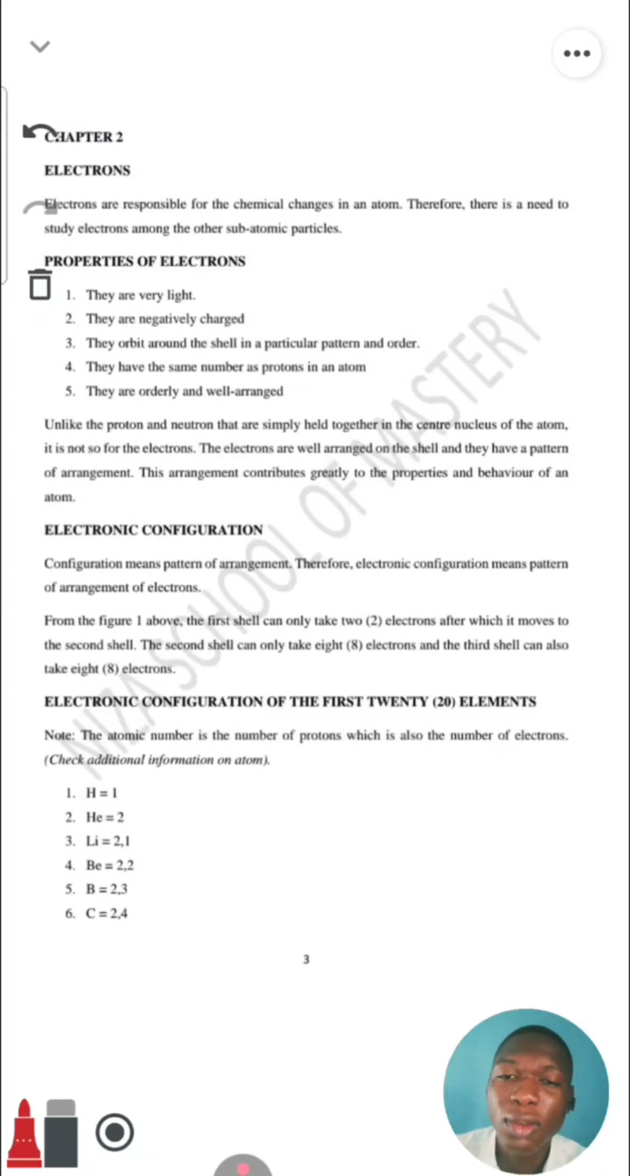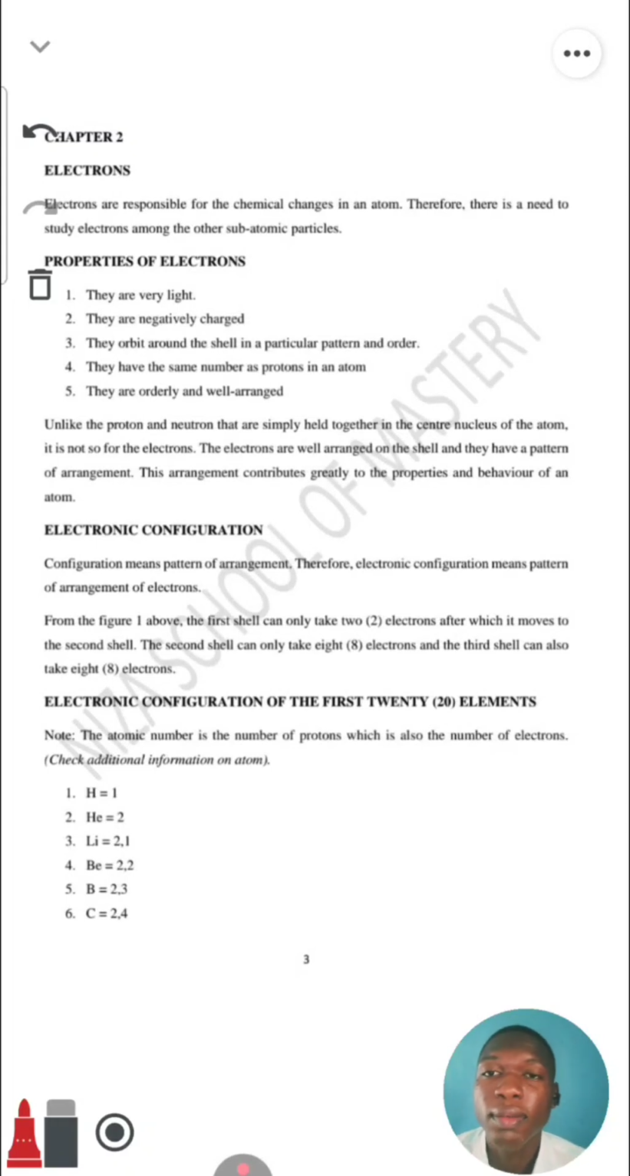So that's why there's a need to study electrons separately among the other three subatomic particles. In our other class, we have learned there are three subatomic particles: a proton, neutron, and electron. But right now we are isolating electrons because we've seen that it has a greater weight when it comes to chemical changes. All right. So let's go.